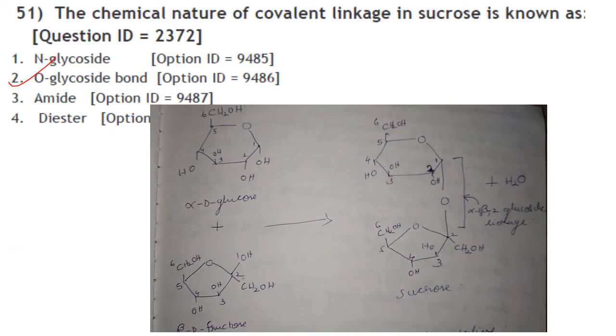The next one. The chemical nature of covalent linkage in sucrose is known as? So it is known as O-glycosidic bond. These are the sucrose monomers, that is alpha D glucose and beta D fructose. They join together with the release of one molecule of water through alpha 1 beta 2 glycosidic linkages. This is alpha 1 and beta 2 glycosidic linkage. Alpha 1 of glucose and beta 2 of fructose, and this is the O-linked glycosidic bond or O-glycosidic bond in sucrose.